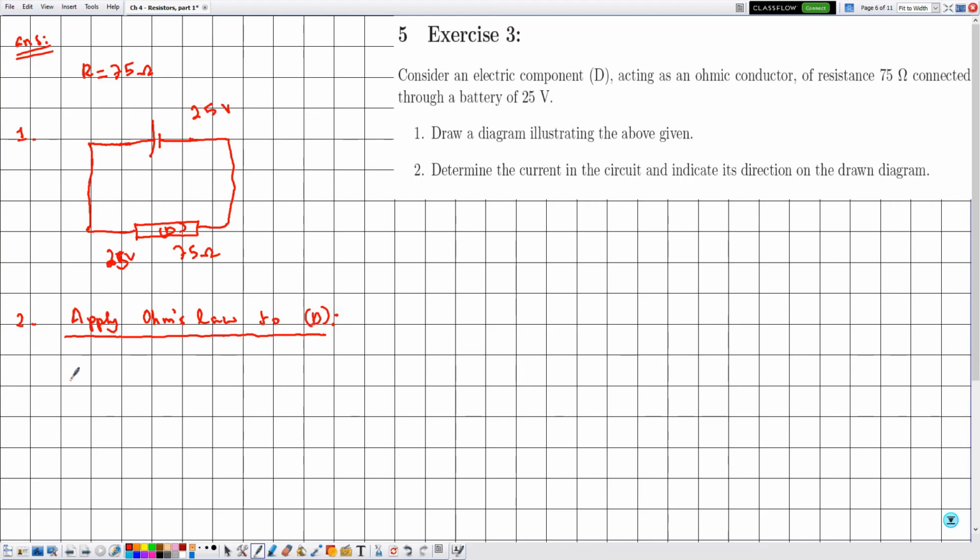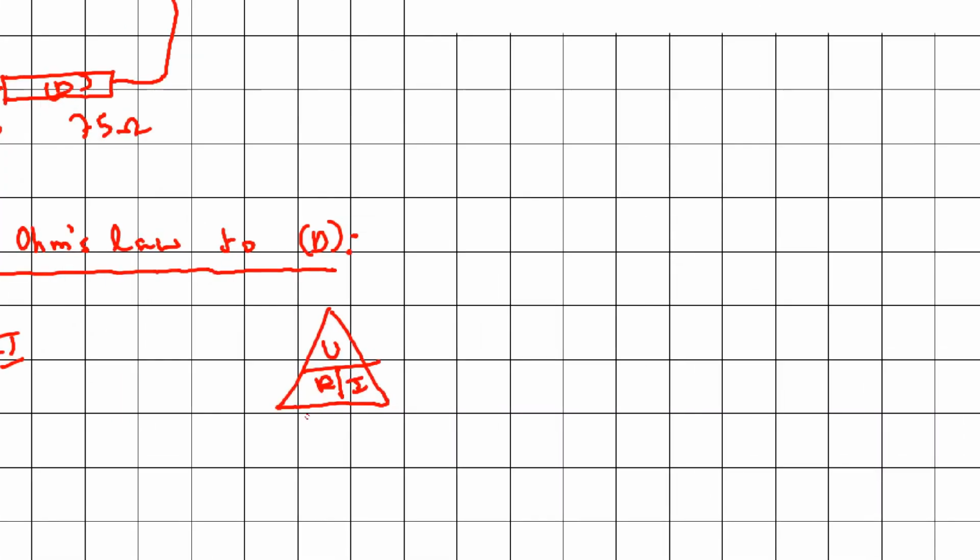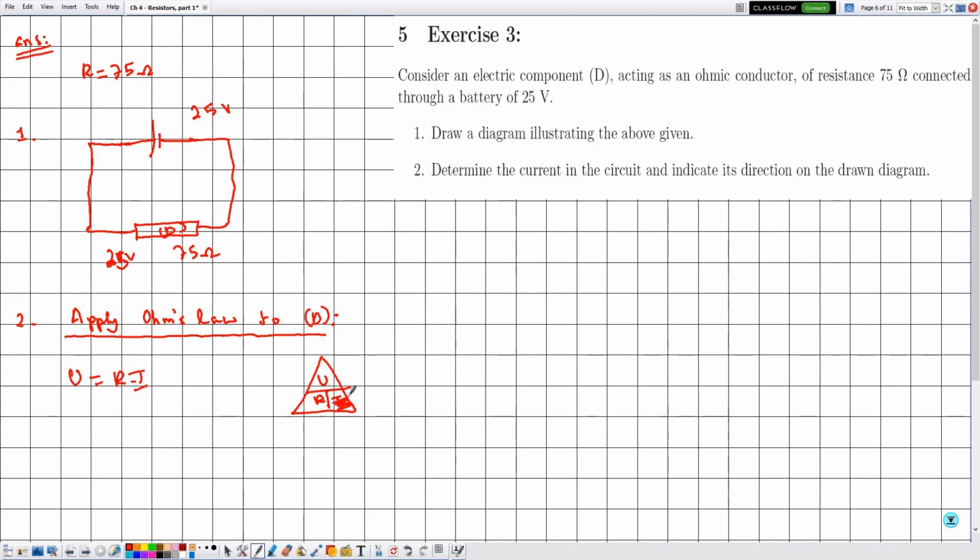This law is given by that U is equal to R multiplied by I. Let's construct the triangle of the following formula. Then U, R, and I. We are interested in calculating the value of I, putting our hand over I. Then I will be given by U divided by R. The value of U is given by 25. The value of R is given by 75. And if we plug this on the calculator, it will give us 0.33.